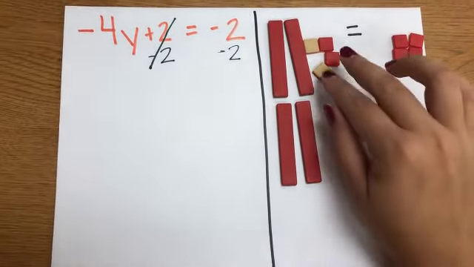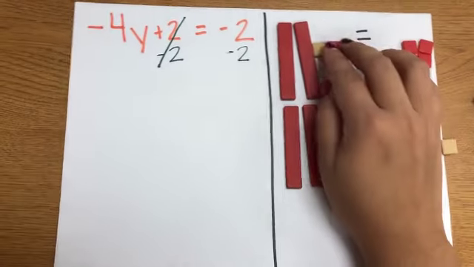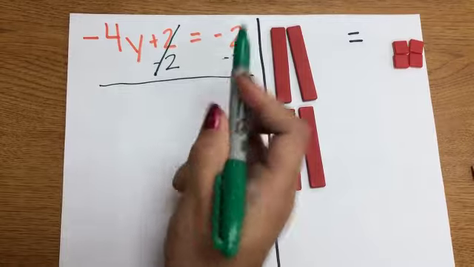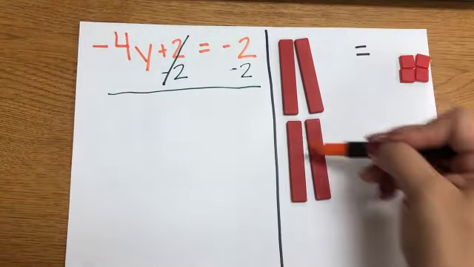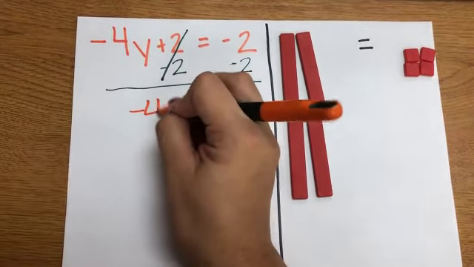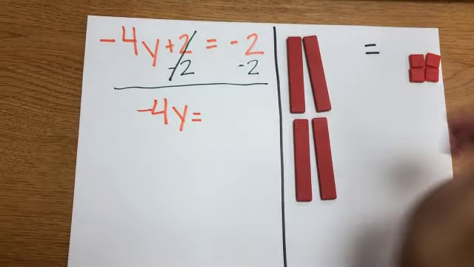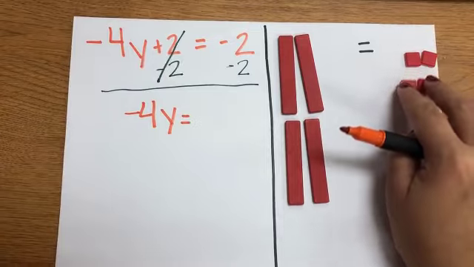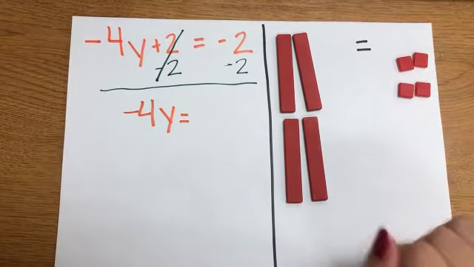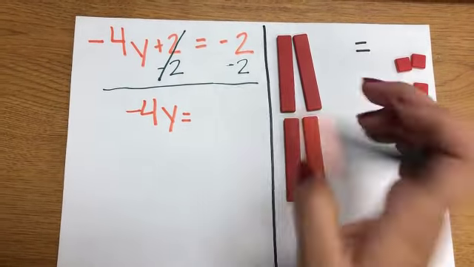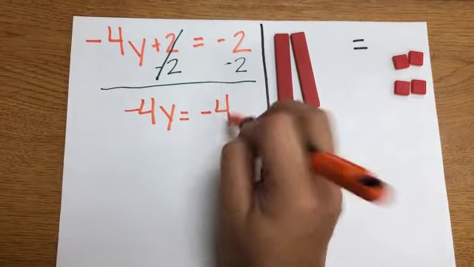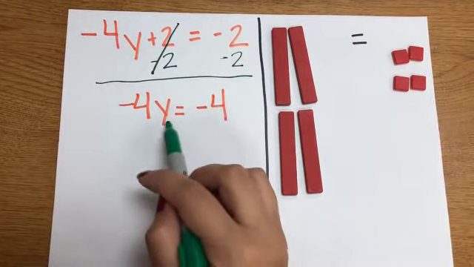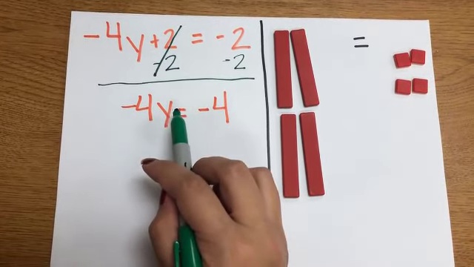Okay. I see some 0 pairs right here, and that's because they went home. So that still leaves me with negative 4y. And on my other side, I had negative 2 minus 2. So if I have negative 2 and then I have another negative 2, that leaves me with 4 negative. All right, so I still don't know what the value of just 1y is.